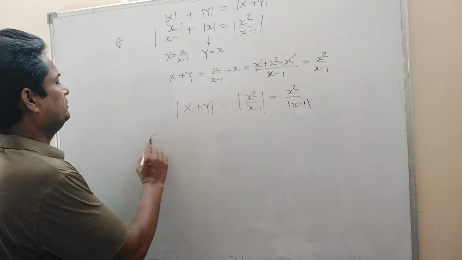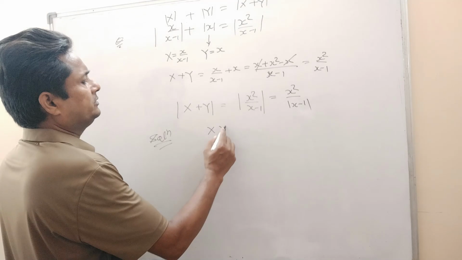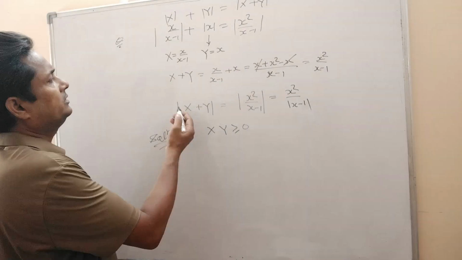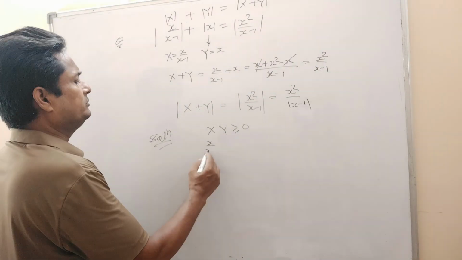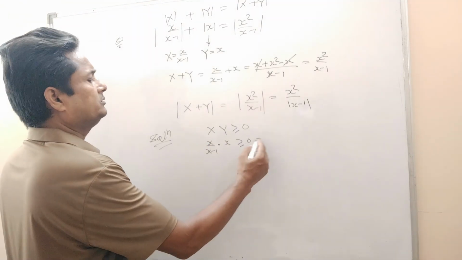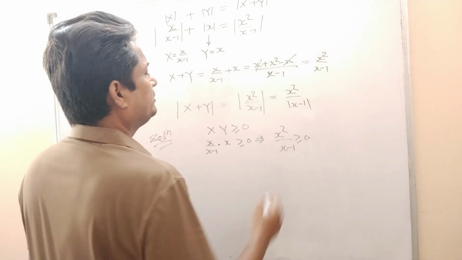So solve this one. The solution will be what? Our solution will be capital X into capital Y greater than or equal to 0. Capital X is what? Capital X is x over x minus 1, into capital Y is what? x, greater than or equal to 0. That means this is x square over x minus 1 greater than or equal to 0.